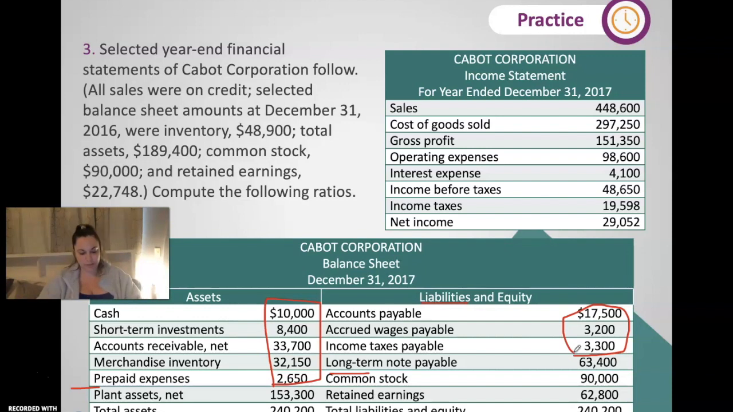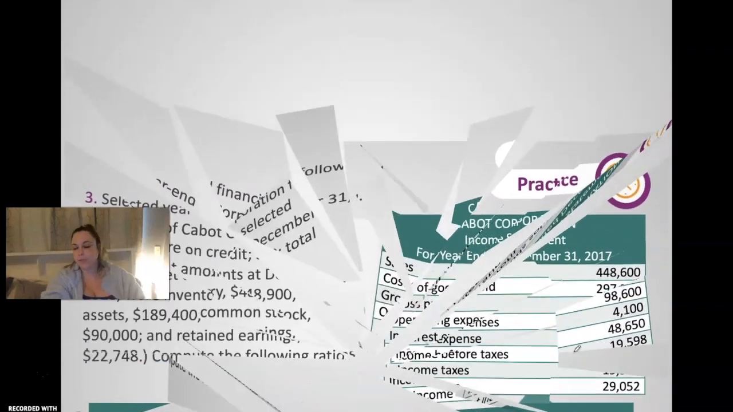So 10,000 plus 8,400 plus 33,700 plus 32,150 plus 2,650. I got 86,900 for my current assets. Then I'm going to add up my current liabilities. 17,500 plus 3,200 plus 3,300. I got 24,000. So we're going to divide that.